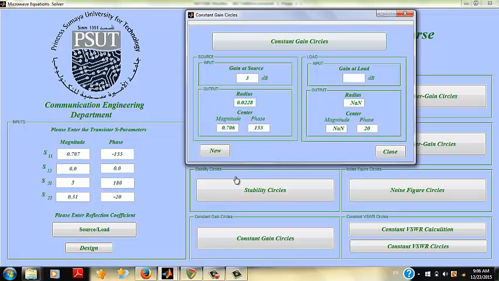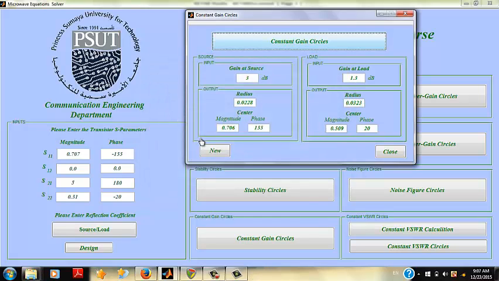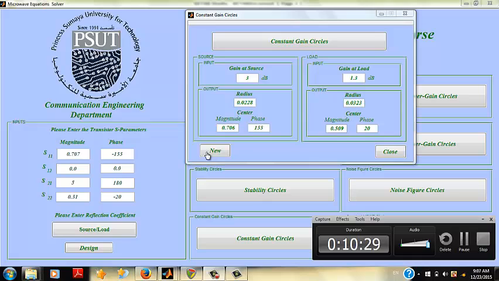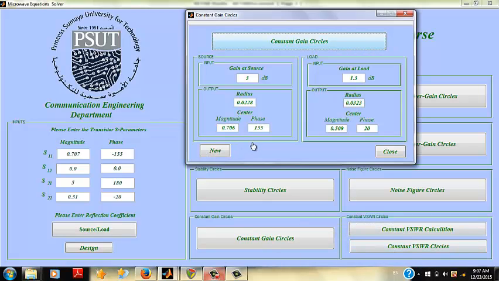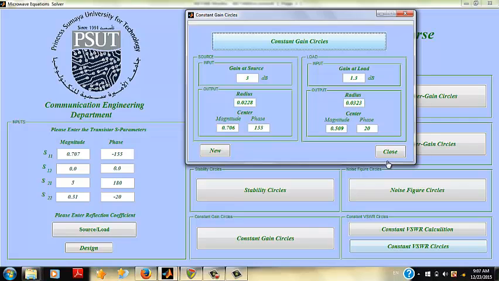Now for the load, the maximum power gain for the load at 1 dB, we got 0.0323 for the radius and 0.509 center with the phase 20 degree. We did this step to get the matching.